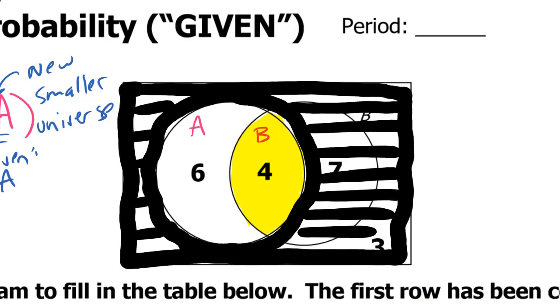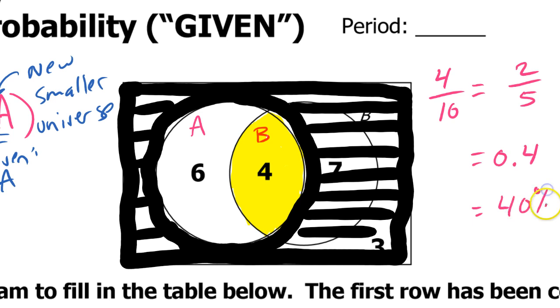So the probability is target over total. So the target is the B that we just shaded. The total, well, looking at our new smaller universe, the total is 10. This reduces down to 2/5, which as a decimal is going to be 0.4, which means as a percent, that's going to be 40%.